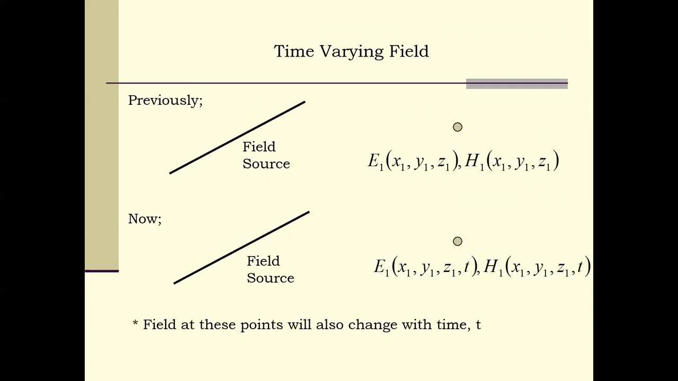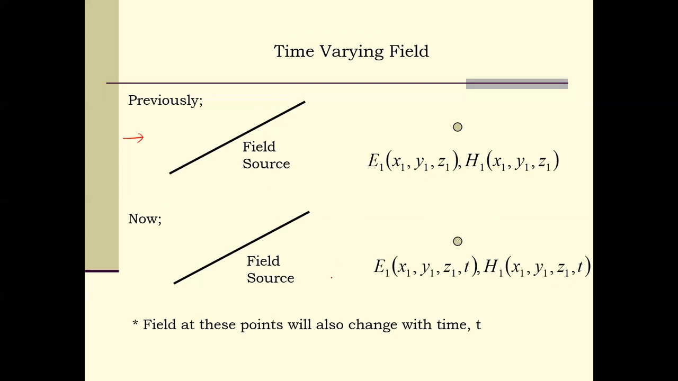So let us proceed with the first objective. This will be the difference between the time-varying field and the static field. For the first diagram here, we have field sources, which can be static charges or electric current or DC current. The fields produced, E and H, will basically change or vary according to coordinates, according to the position.